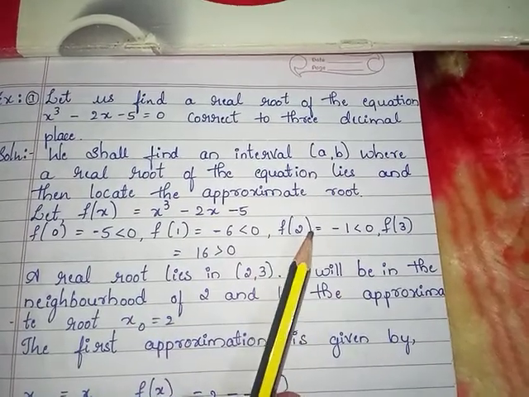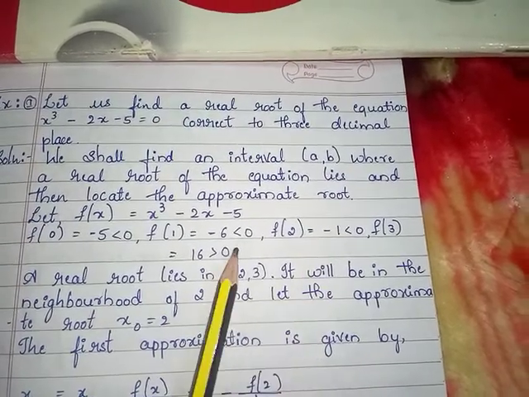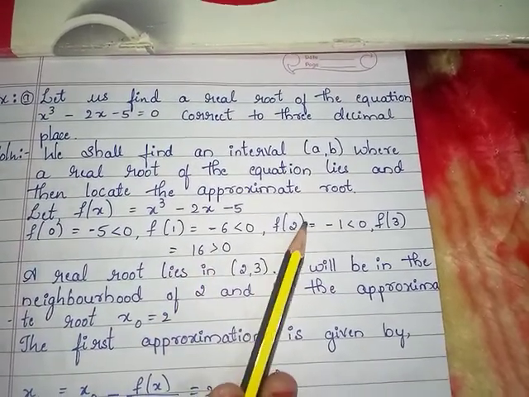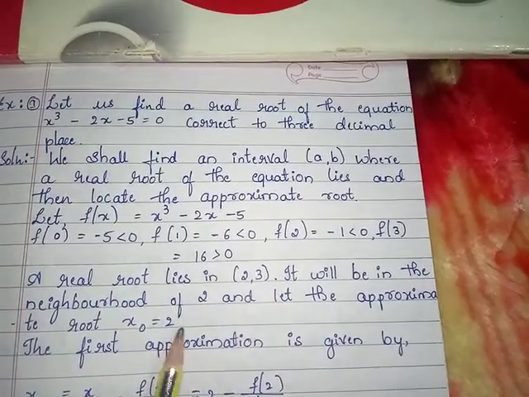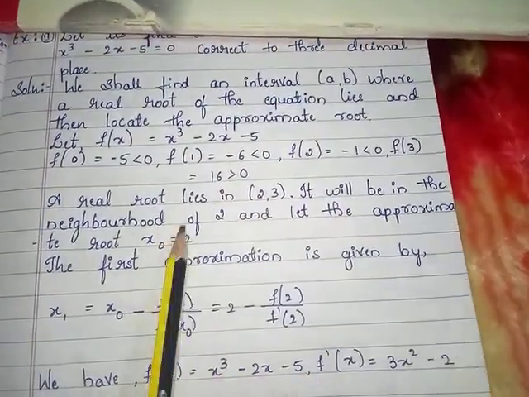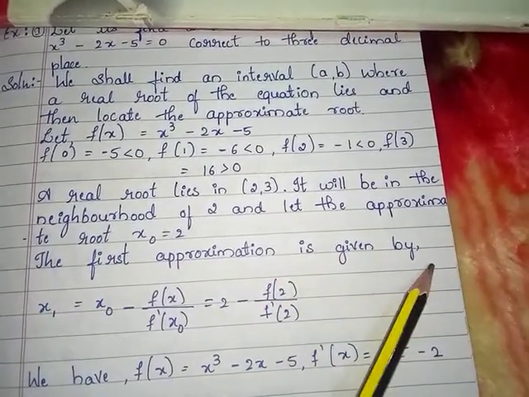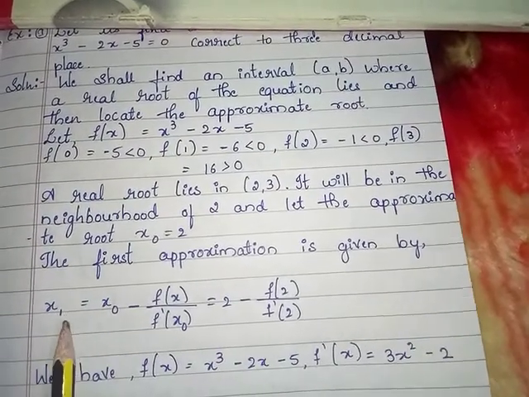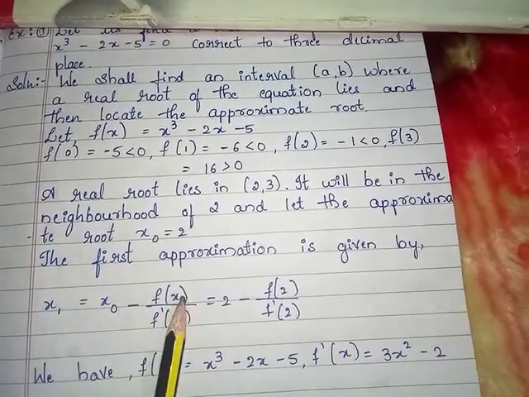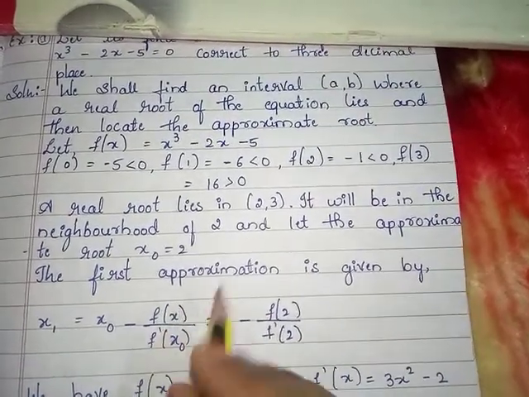If f of 2 is equal to minus 1, we see that minus 1 is near to 0 as compared to 16. Then this 2 will be the initial value, that is x naught is equal to 2. The first approximation is given by the formula x1 is equal to x naught minus f of x naught divided by f dash of x naught.